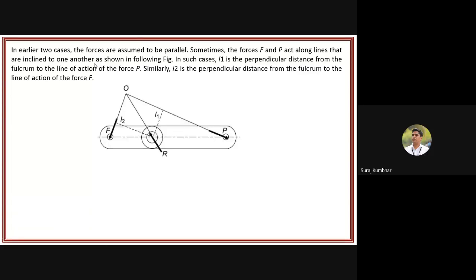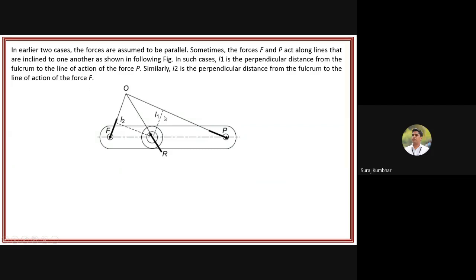Just see the figure. Here it is. Now the load and the effort are in an inclined direction. In the earlier two cases they were parallel and in a vertical direction. But in some cases the load and effort will be in an inclined position to one another.